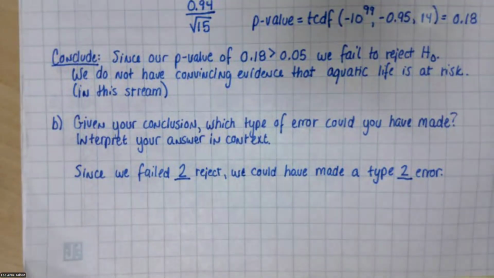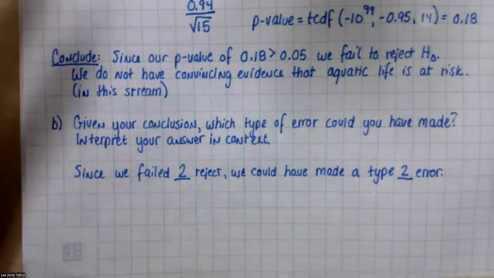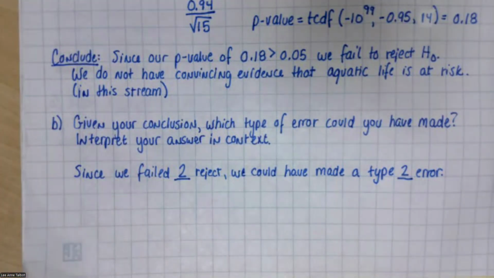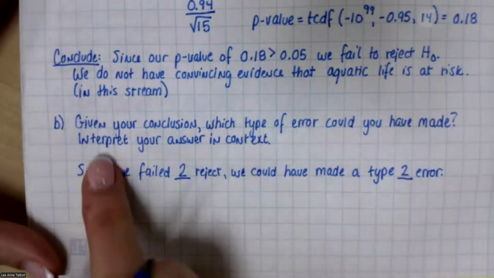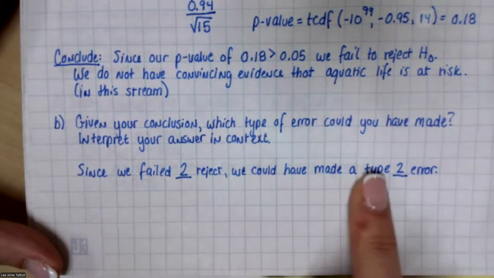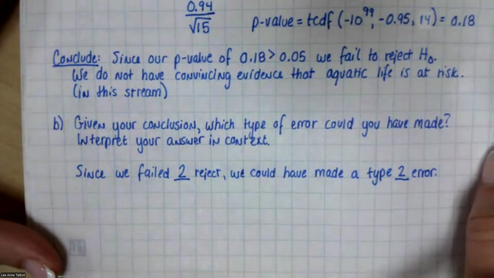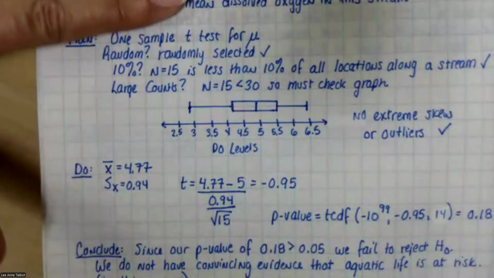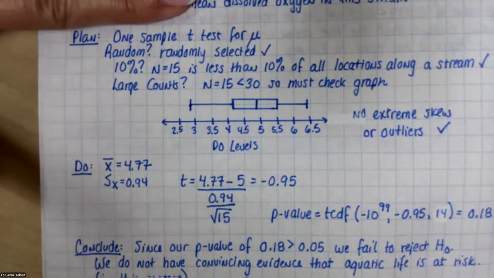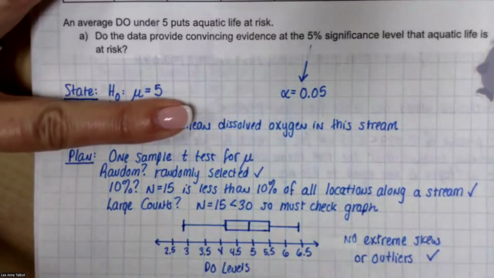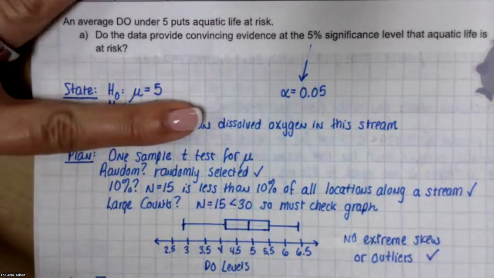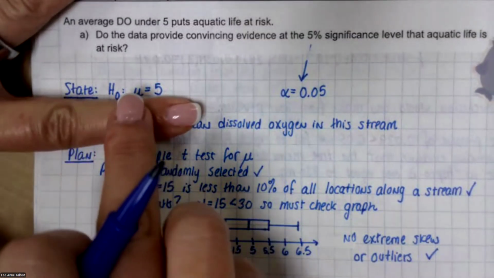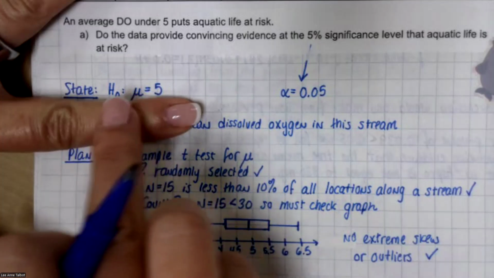Okay, now let me show you my kinesthetic trick for writing it in context. Since we failed to reject, we could have made a type 2 error. Type 2 error means that you failed to reject the H0. So I'm going to cover up the 2 because it's a type 2. I cover up the second thing and I say to myself, okay, my sample said that the dissolved oxygen was 5.